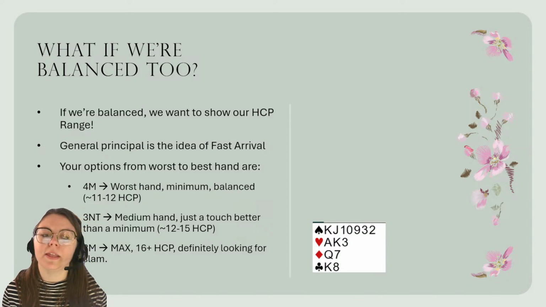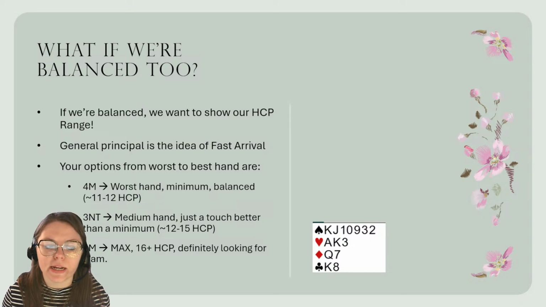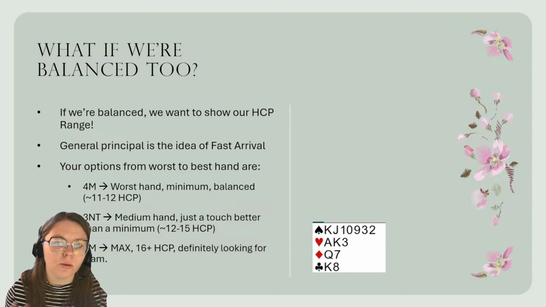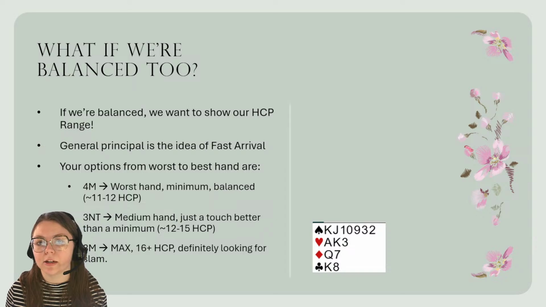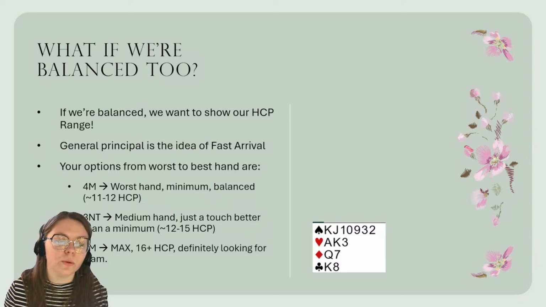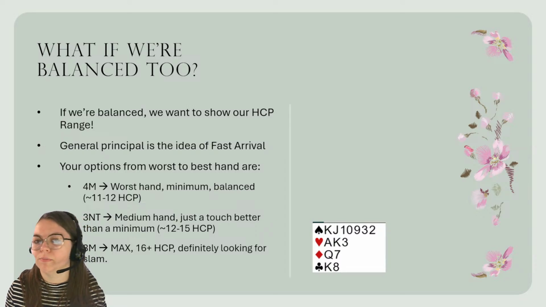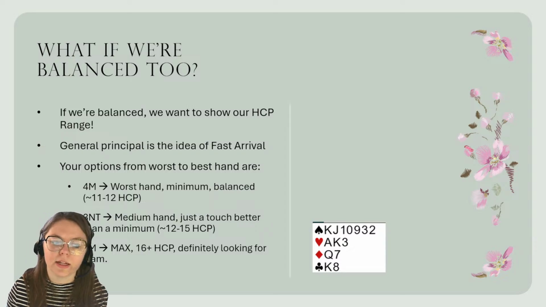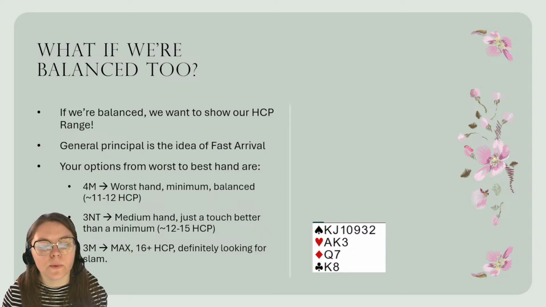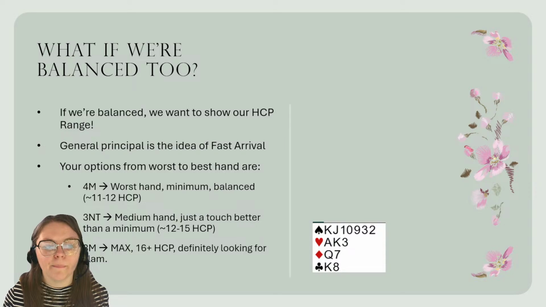3 no trump. This is going to be just a touch better than a minimum hand. It's going to be a little more of a medium. Some people play this a little differently. I kind of like this structure where it's 4 of a major, 3 no trump, and then 3 of the major. But if you like this to just show sort of non-minimum with 6 spades, that's also okay. But this one for me, I like it as a medium hand, just a touch better than a minimum. Something with like, I don't know, 12 to 15 high card points.